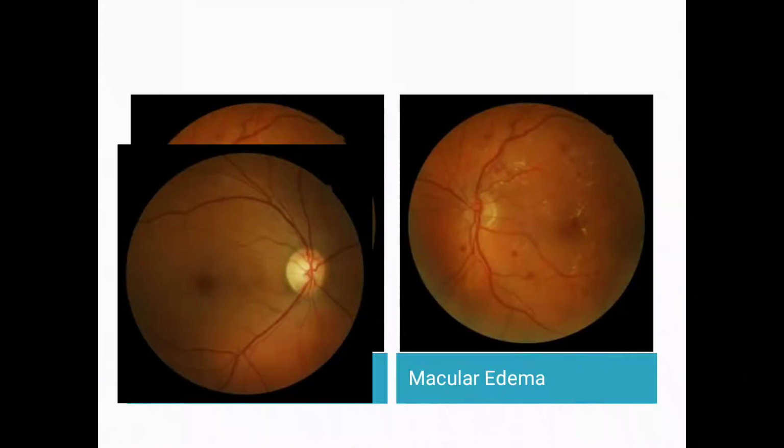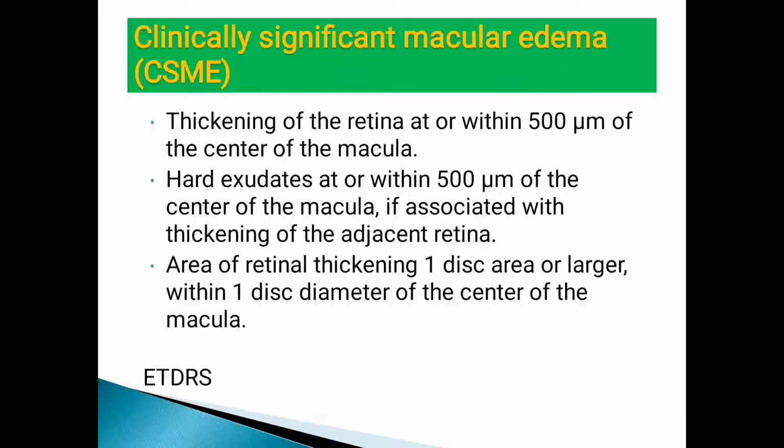So this is how macular edema looks. On the left side, again the retina is normal, whereas on the right side picture, you can see small yellow dots in the temporal part of the macula, and you can also see some swelling in the macula. So this is macular edema.